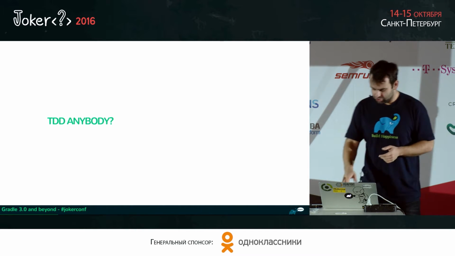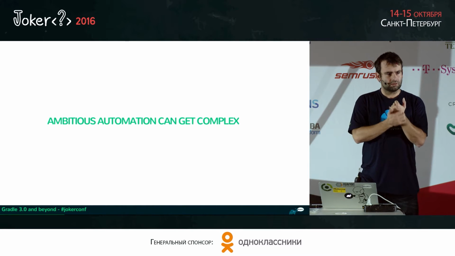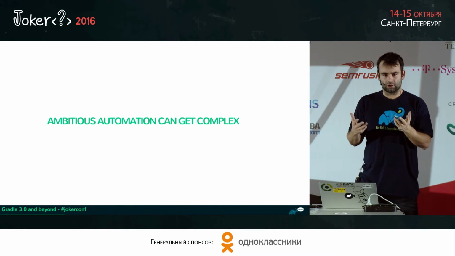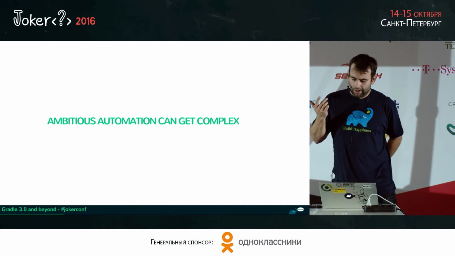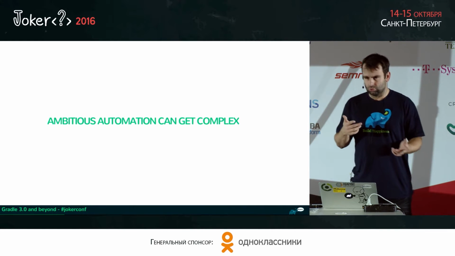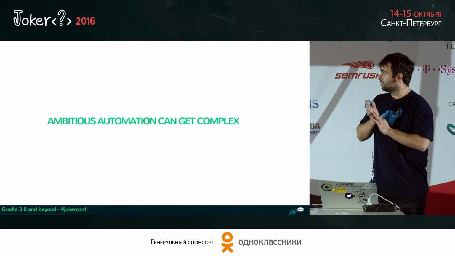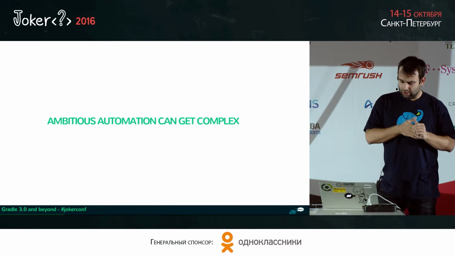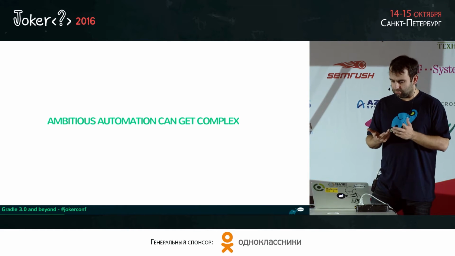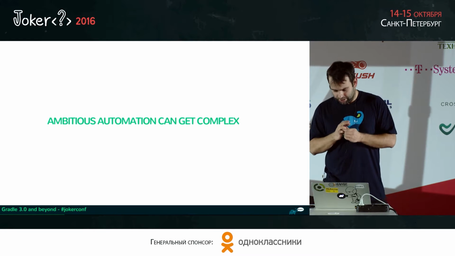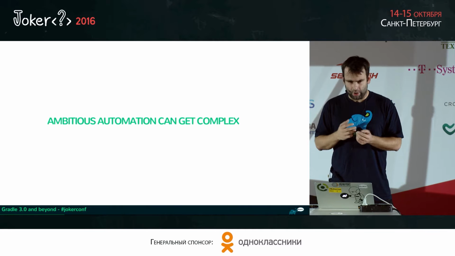But the more ambitious your automation gets, the more complex your build logic gets. I don't know what you're working for. If you're just building a small library, I guess it's not that tricky. But if you do big releases, big software stack with lots of components, and automate more and more in your build infrastructure, automation can get quite complex. So what people asked for was a way to test build logic.